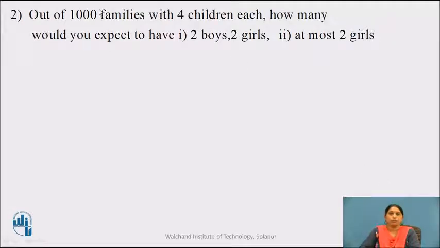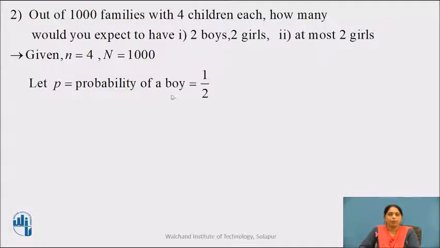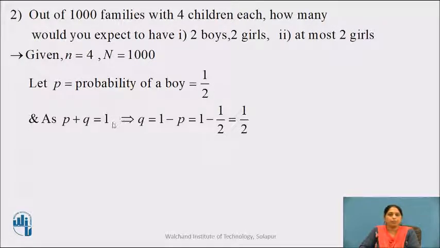Out of 1000 families with 4 children each, how many would you expect to have? First point, 2 boys, 2 girls. Second point, at most 2 girls. Here, given that the families are having 4 children each, so n is equal to 4, and there are 1000 such families, so the value of capital N is 1000. Let P be the probability for a boy, which is equal to 1 by 2, and as P plus Q equals 1, we get Q equals 1 by 2.